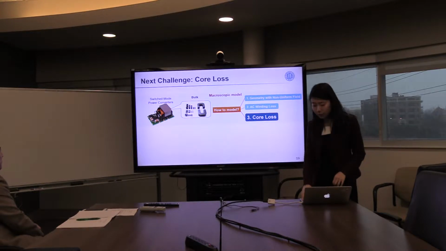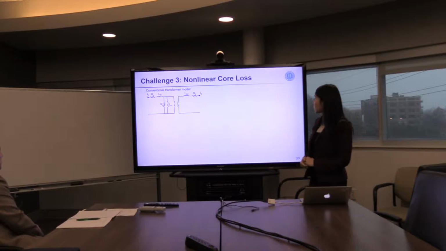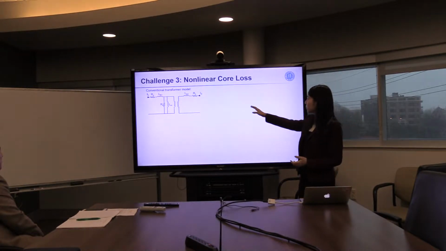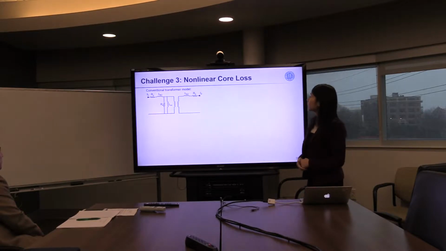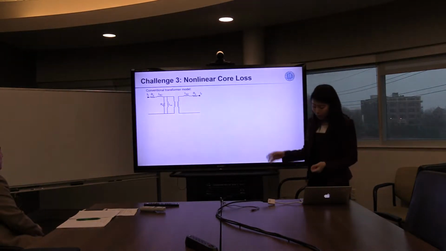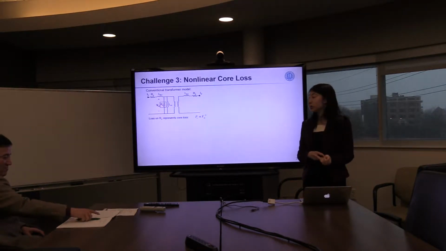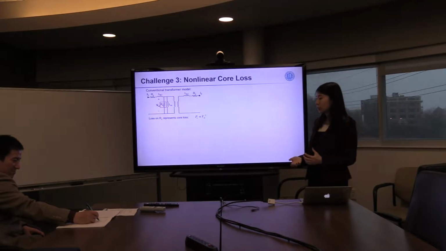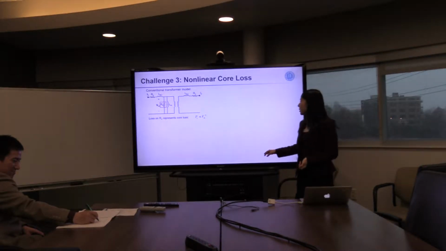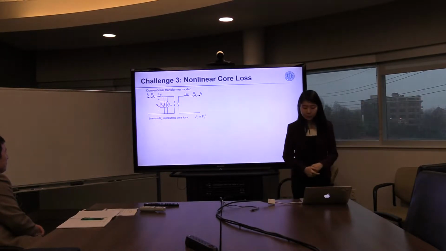The next part is the core loss modeling. In the conventional transformer model, if we want to consider the core loss, usually we add a resistor, Rc, in parallel to the magnetizing inductor. The assumption is that the voltage on this resistor represents the core loss, so the core loss is proportional to Vm squared.